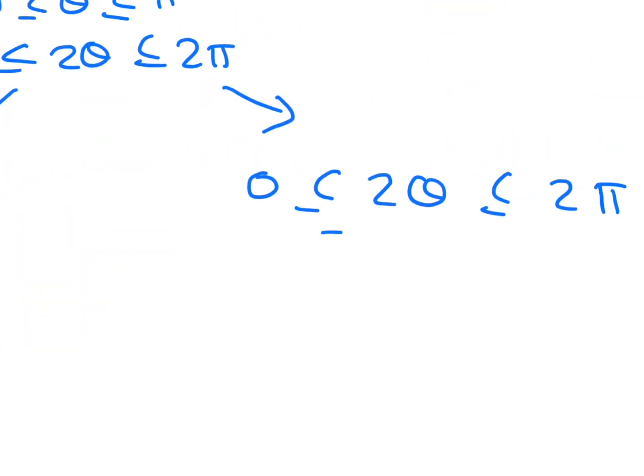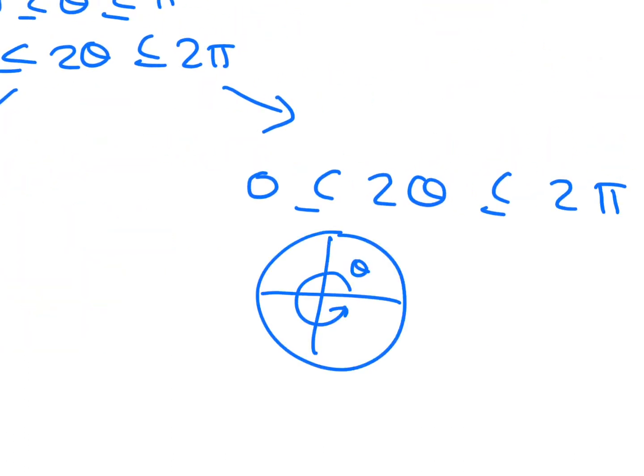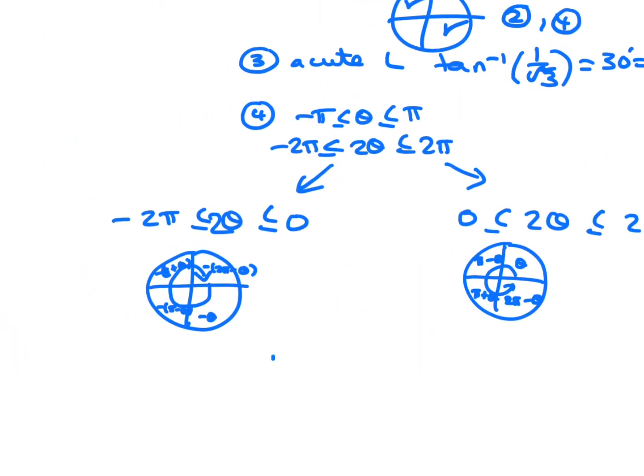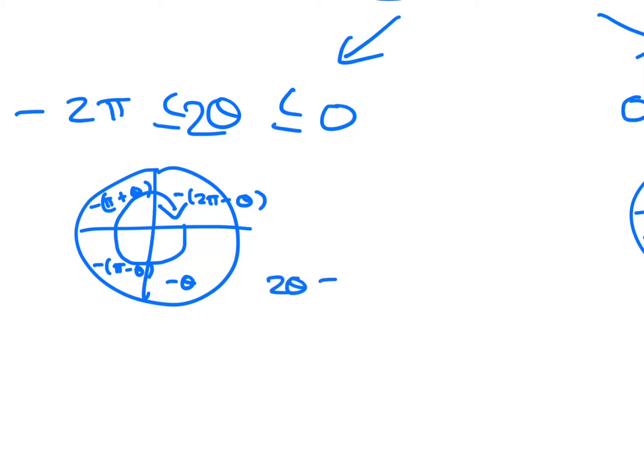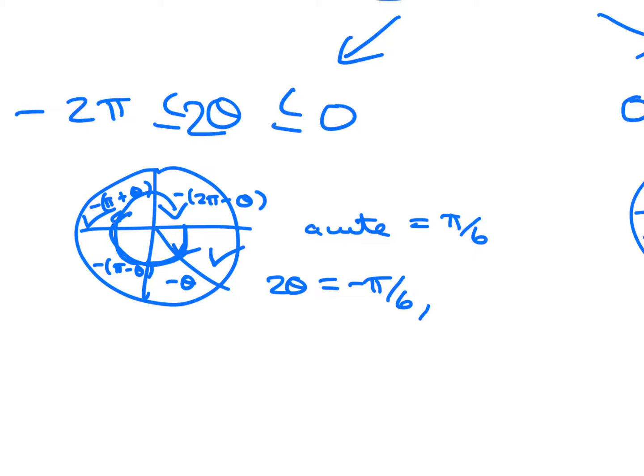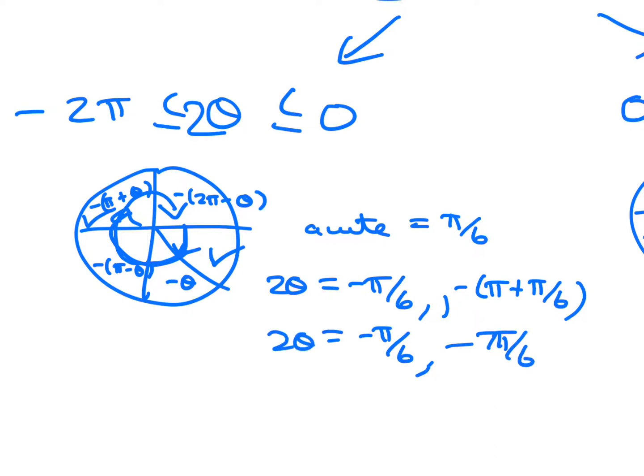And on this side, we're going around that way, so it's theta, pi minus theta, pi plus theta, 2 pi minus theta. So you're going around the other way. So let's just solve this one here. So you go 2 theta equals, tan is negative here and here. And remember the acute angle was 30, which was pi on 6. So we're going to go minus pi on 6. That's when we hit it here. And then when we come around here, minus pi plus pi on 6. So it's minus pi on 6 and minus 7 pi on 6, and that's 2 theta.